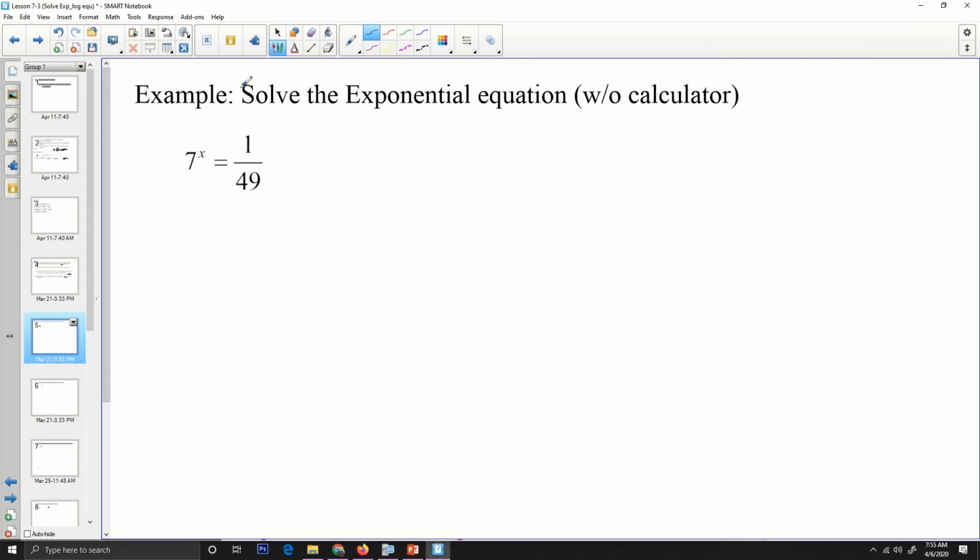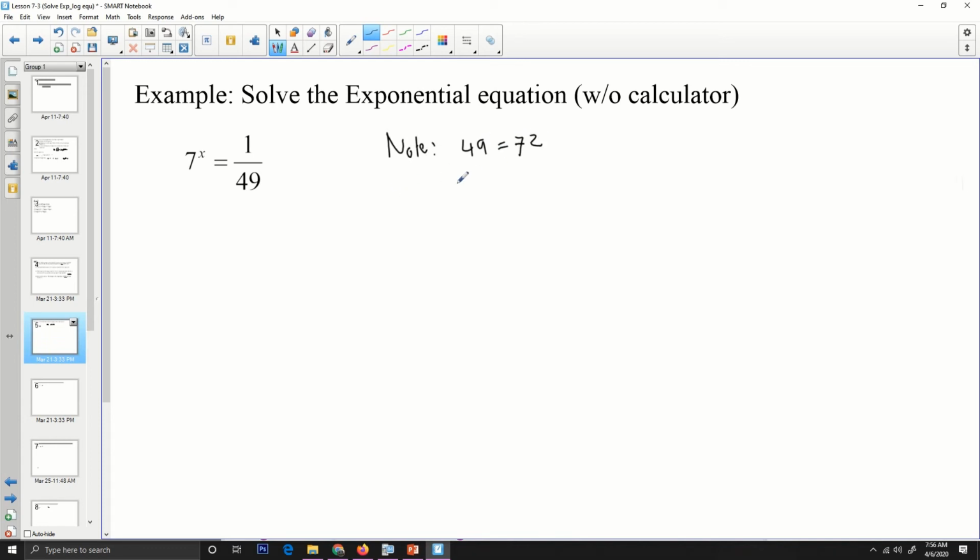So first, solve the exponential equation without a calculator, and we've done something like this before. Since it's without a calculator, these have to have the same base of some sort. So either 7 has to be changed into a similar base that you can change 49. Now we know that 49 is 7 squared. So just real quick note, 49 is equal to 7 squared.